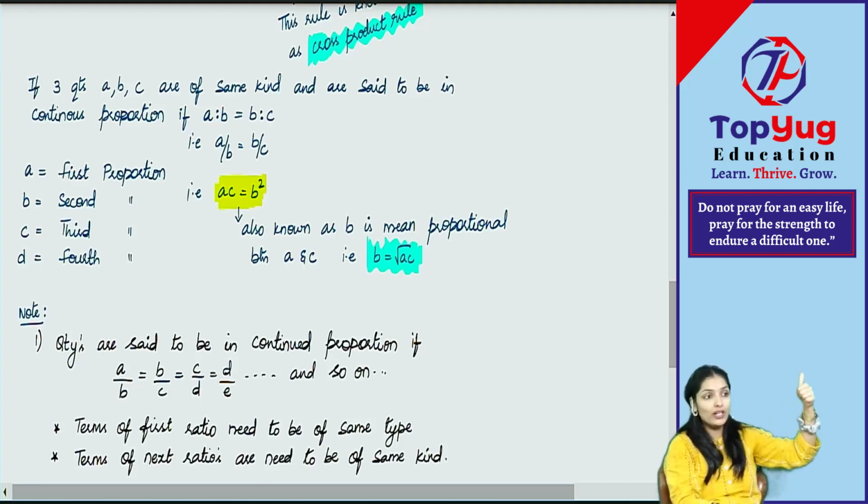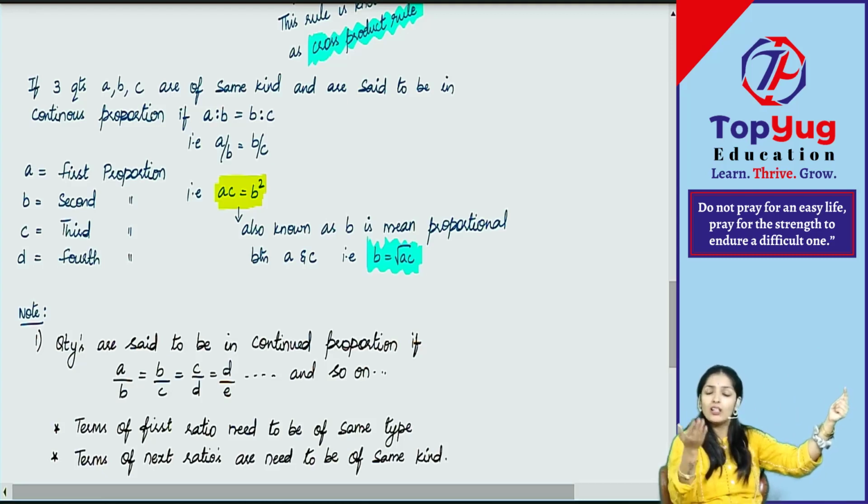Okay. First one is cross multiplication. A is to B is equal to C is to D. Then B by A is equal to D by C. Cross. Is it a cross multiplication?